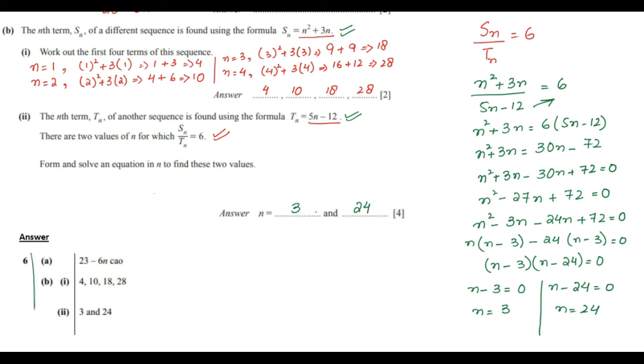Here I have mentioned the answers of this question as well. The answer of the first part from the marking key is 23 minus 6n. The first four terms of the Sn sequence are 4, 10, 18, 28, and the last two n values are 3 and 24. I hope you have understood this question.